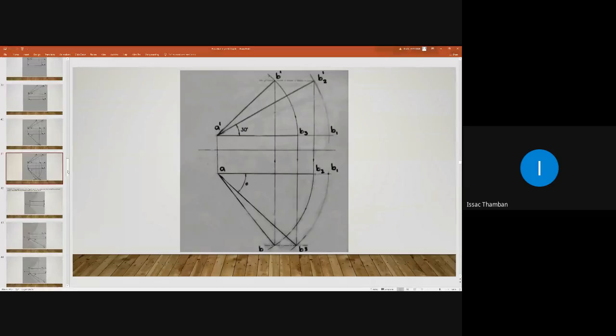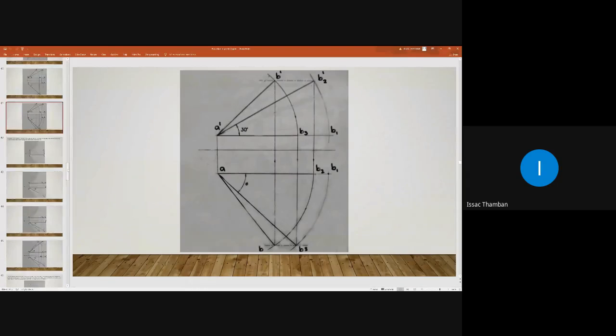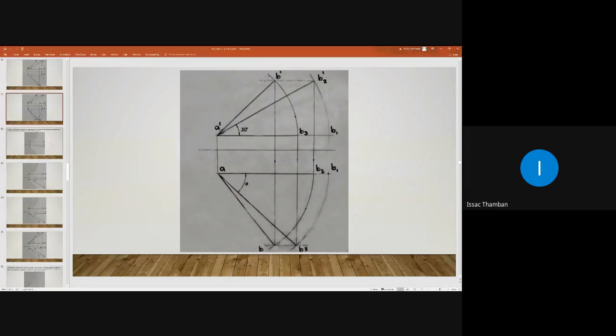Any doubt in this? It is slightly complex. You have to apply the basic concepts for solving this problem. Any doubt here? No, sir. Okay, let us proceed to the next problem.